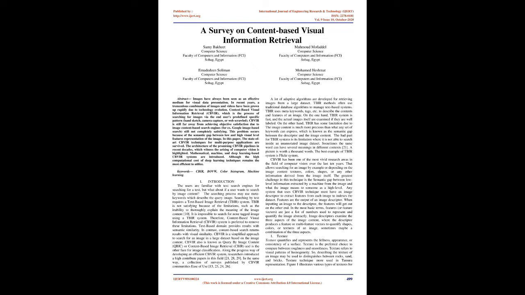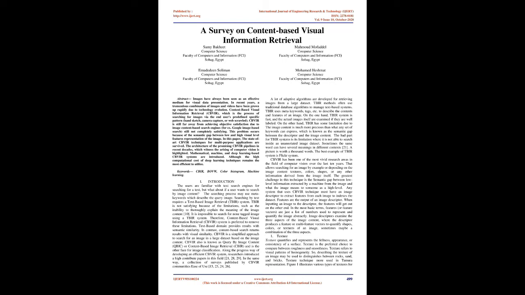TBIR methods often use traditional database algorithms to manage text-based systems. TBIR uses meta keywords, tags, etc. to describe the contents and features of an image. On the one hand, the TBIR system is fast, and the actual images are easily examined if they are well labeled. On the other hand, TBIR has some limitations, because the image content is much more precious than what any set of keywords can express, which is known as the semantic gap between the descriptor and the image content.